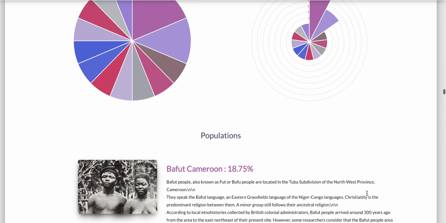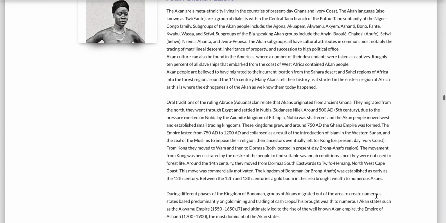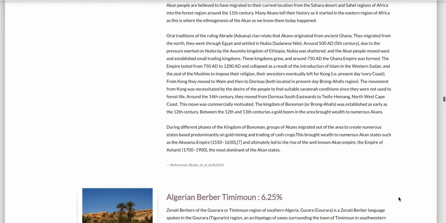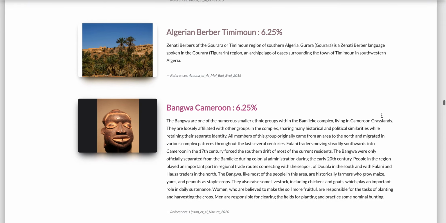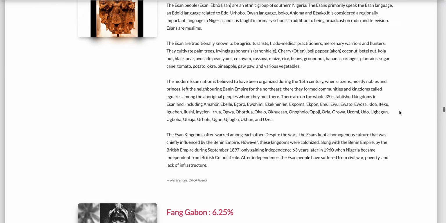Let's go ahead and go down to the 8 fragments. Let me just read this about Algeria Berber Timimoun because I don't really get that very often. Zenati Berbers of the Gourara or Timimoun region of southern Algeria. Gourara is a Zenati Berber language spoken in the Gourara region, an archipelago of oases surrounding the town of Timimoun in southwestern Algeria. All right, didn't have much on that, so that's okay.